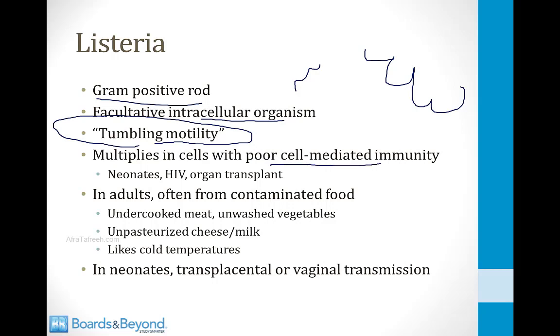So that's how you can remember that it's going to infect people like neonates, people with HIV and organ transplants, and then often the elderly. In adults, they usually get this from contaminated food, so they eat undercooked meat or unwashed vegetables, they can get listeria.